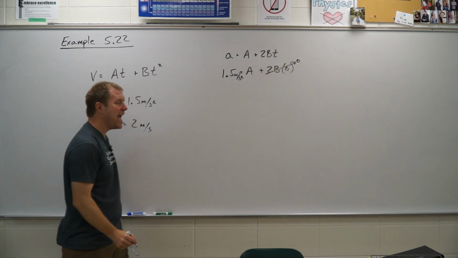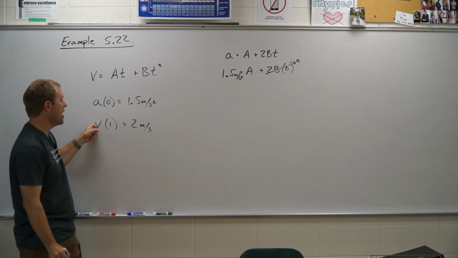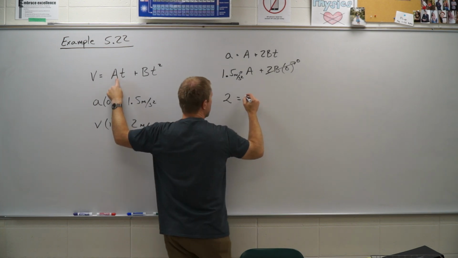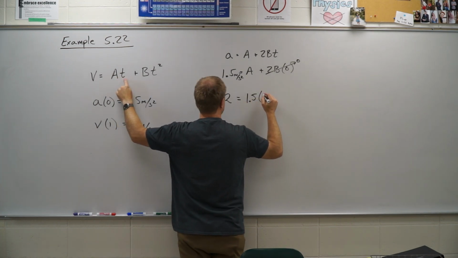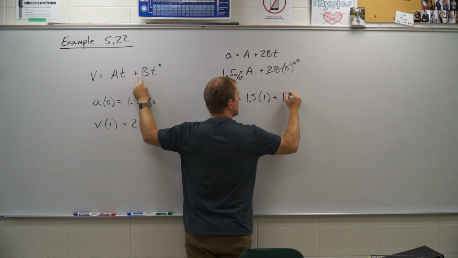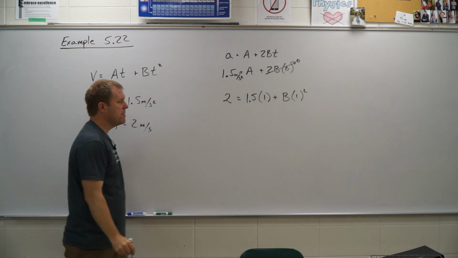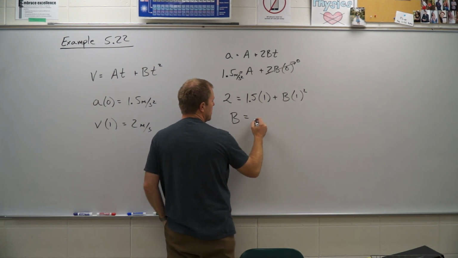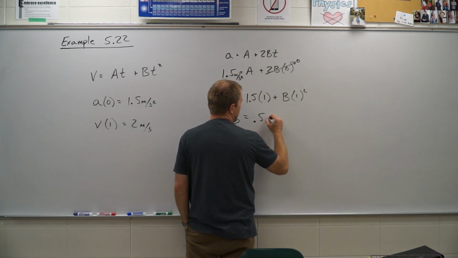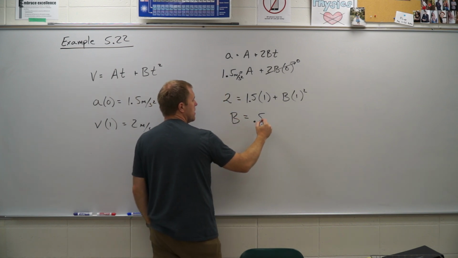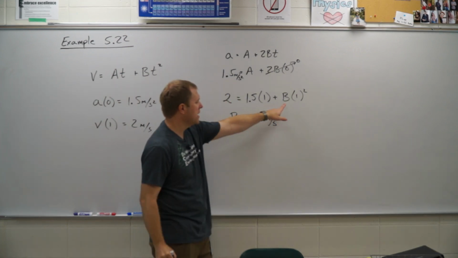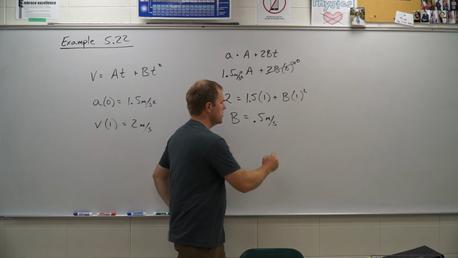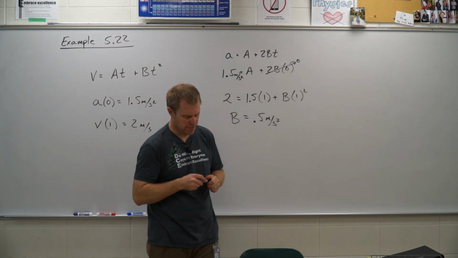Now that I know A, I can use that A value and my velocity equation to find my B value. So I know that 2 is going to equal A, which was my 1.5, times t, which was 1, plus B times 1 squared. And so I should then be able to solve for B. B is going to be 2 minus my 1.5, so this will be 0.5. And here, the units are going to be meters per second. I need meters per second, but I'm multiplying by seconds squared, so this better be seconds cubed on the bottom there.